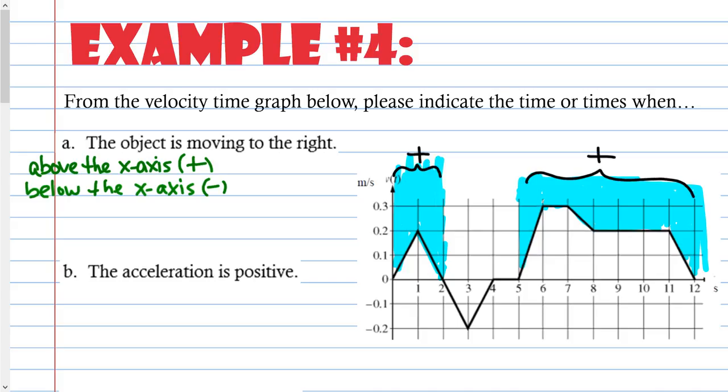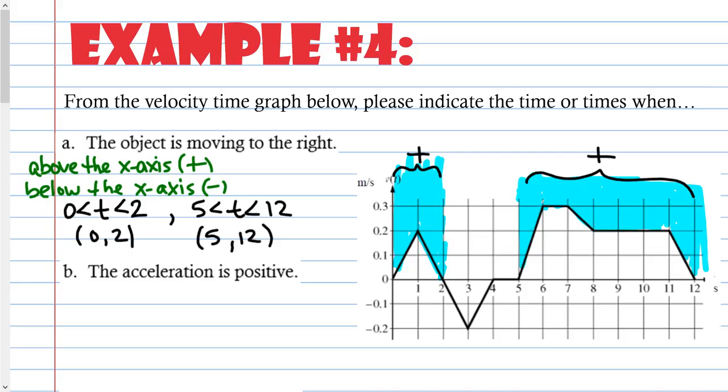All right. So I'm trying to figure out when the object is moving to the right. It is moving to the right from, I can write this one of two ways. I can write it between, let's see, t is between 0 and 2, or I can write from 0 to 2. Either way, these intervals are correct. So I can write from 5 to 12, or from 5 to 12. You choose, it doesn't matter.